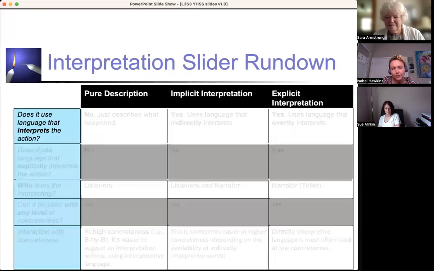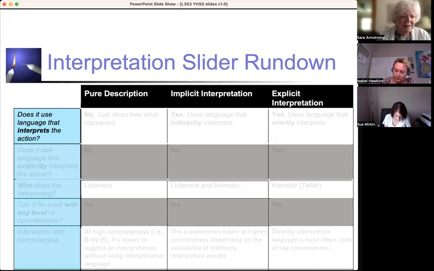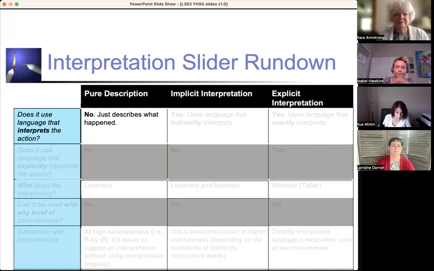All right, so the rundown of the interpretation slider, right? Does it use language that interprets the action? Pure description, what's the answer going to be? Does pure description use language that interprets the action? No, it just describes what happened, right? I can't remember if, yeah, so implicit interpretation. Does implicit interpretation use language that interprets the action?